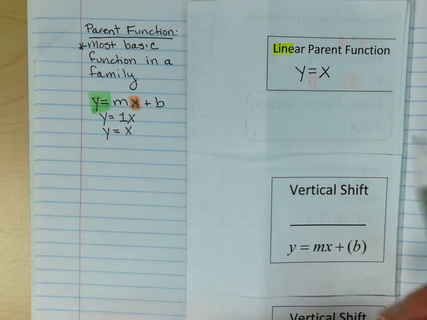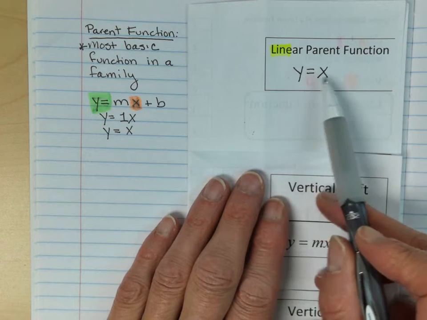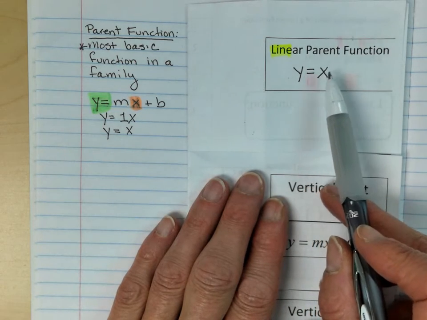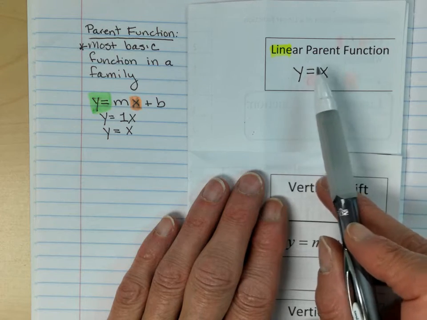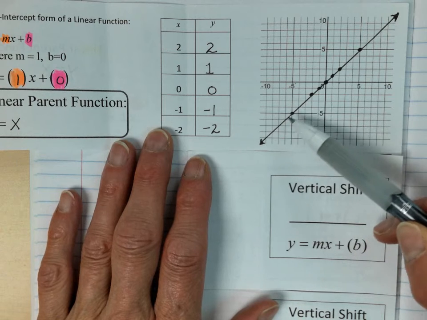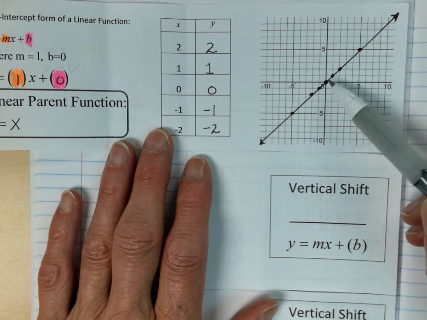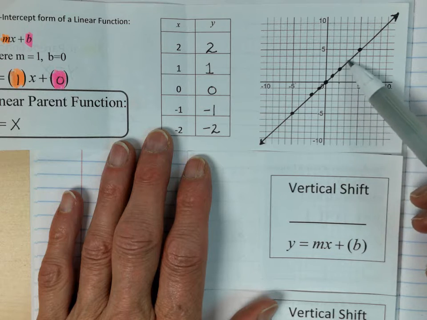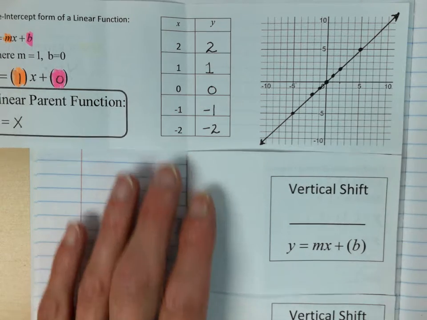So now that we've talked about the parent function, it's the simplest function we can have that still draws a line. So we have x for input and y is our output. And we see that it draws a nice, very straight line, and it goes through the center of the graph at 0, 0, and has a slope of 1. That is always going to be the parent function.